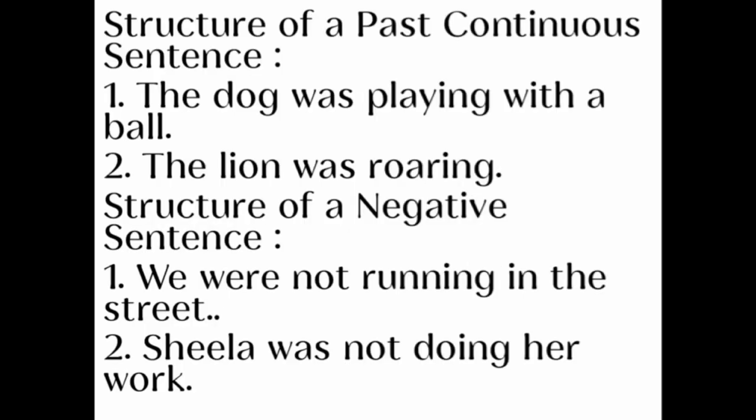Structure of a past continuous sentence with examples. It includes subject plus auxiliary verb was or were plus present participle plus object. The dog was playing with the ball. The lion was roaring. Structure of a negative sentence. It includes subject plus auxiliary verb was or were plus not plus present participle plus object. We were not running in the street. Sheila was not doing her work. So was and were here are auxiliary verbs.